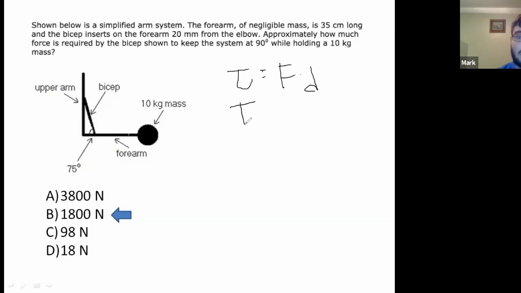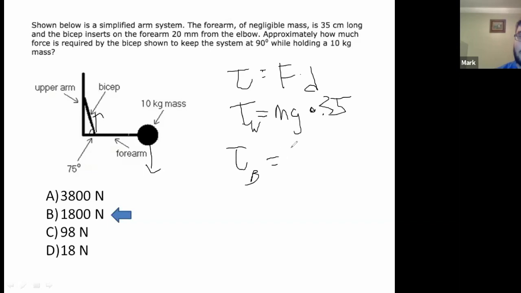We know that the torque of this is equal to the force, which is mg, times 0.35, because that's how far away it is from the point of pivot, which is the elbow. We'll call this the tau of the weight. Then we also have the tau of the bicep going up.